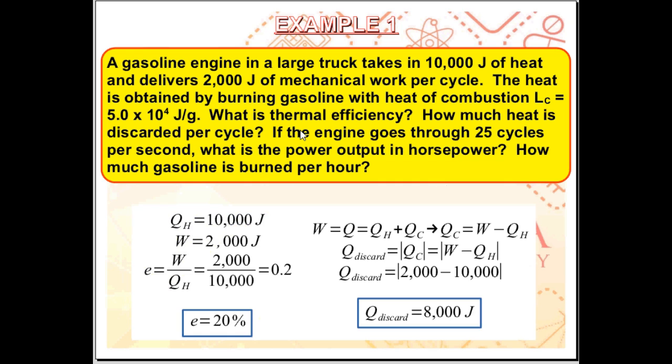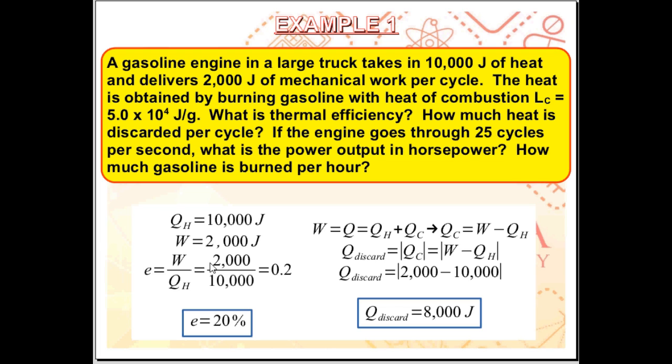Example number 1. You have a gasoline engine in a large truck that takes in 10,000 joules of heat and delivers 2000 joules of mechanical work per cycle. The heat is obtained by burning gasoline with heat of combustion LC of 5 times 10 to the fourth power joules per gram. What is the thermal efficiency? How much heat is discarded per cycle? If the engine goes through 25 cycles per second, what is the power output in horsepower? And finally, how much gasoline is burned per hour?